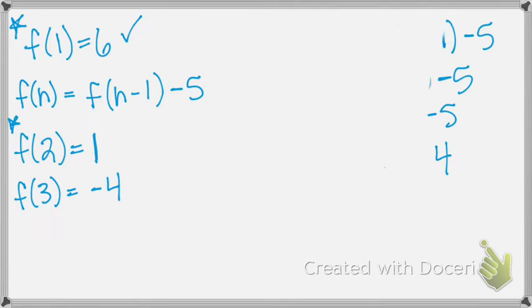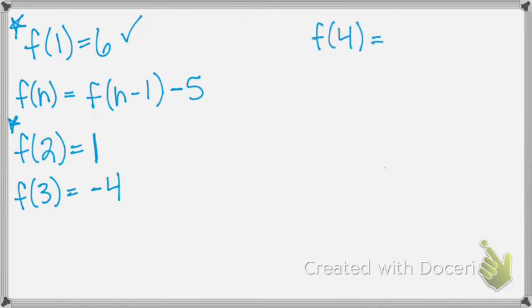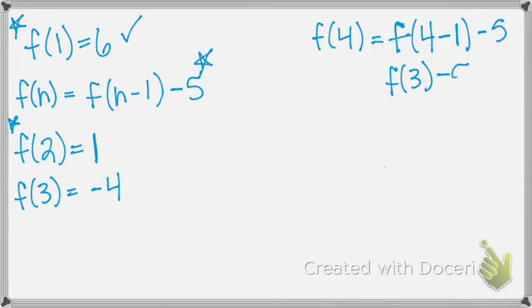And then we find the last term, which will be f of 4. So we're using this function rule every time, in case you haven't noticed. So we've got f of 4 minus 1 minus 5. So f of 3 minus 5. Well, f of 3 was a negative 4. So we have negative 4 minus 5, which equals a negative 9.